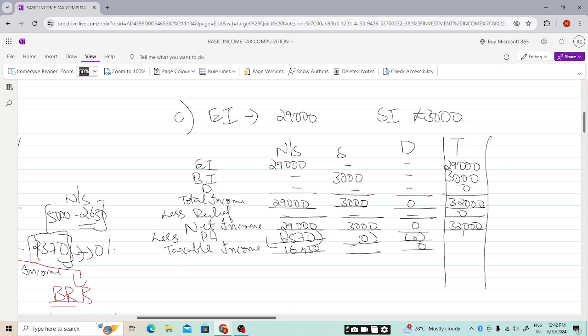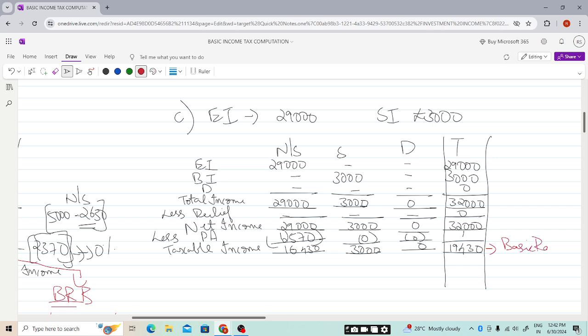So this will be 3,000. So our total taxable income will be 19,430. What type of taxpayer is he? For the nil rate band for the saving income, he is within the basic rate band. So a nil rate band of 1,000 pounds will be available in case of saving income. So now we will be calculating the income tax liability.